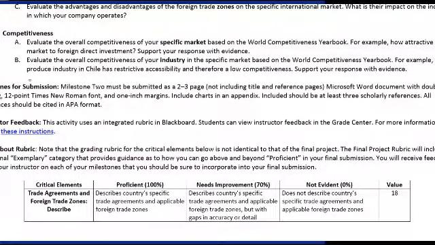You can have the best paper on the planet, the best information, that deserves an A, 100. But if the guidelines for submission are not followed, unfortunately, there will be losses, and we don't want that. So the guidelines for submission: Milestone 2 must be submitted as a 2 to 3 page paper. This doesn't include the title and reference pages. And please, the rubric does call for an APA cover page.